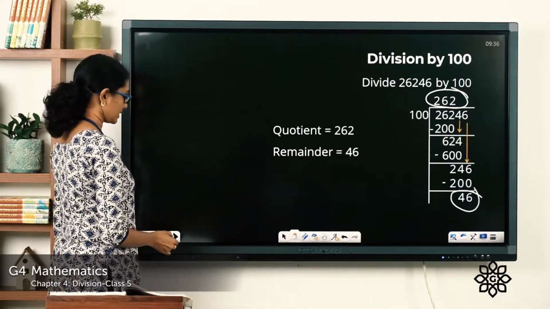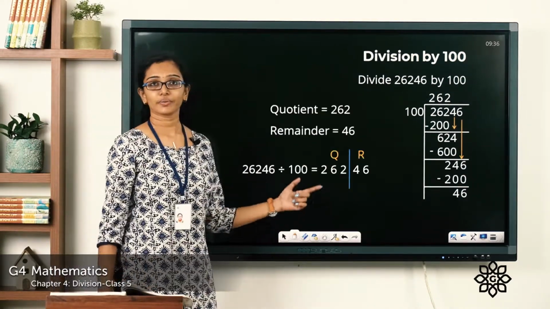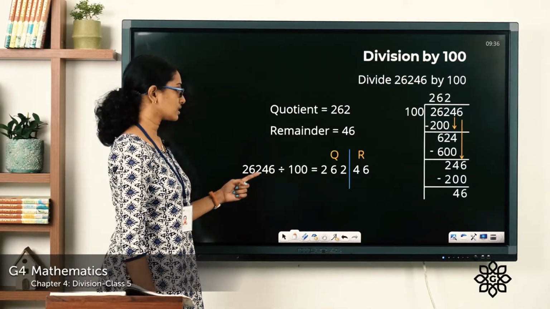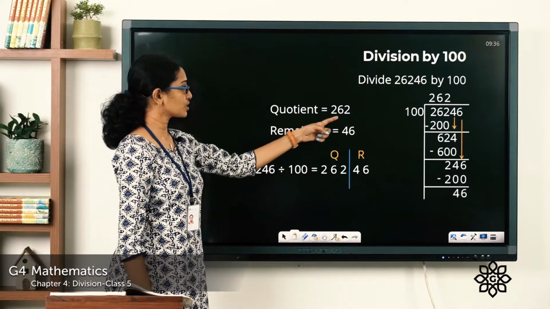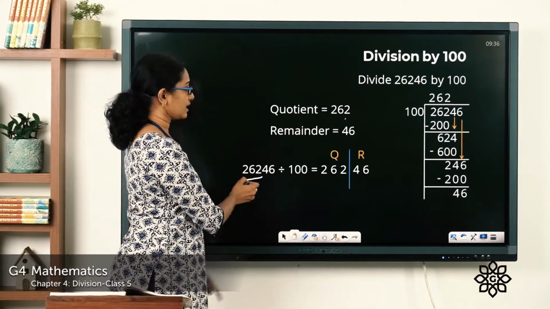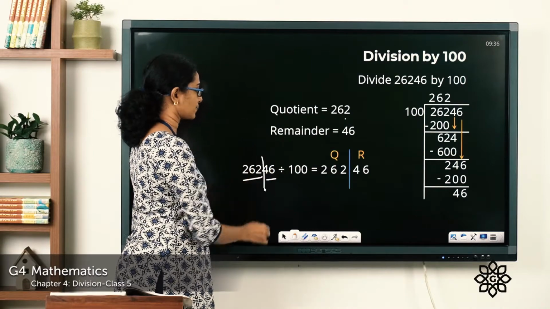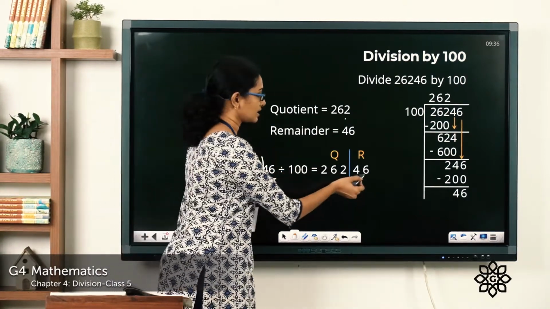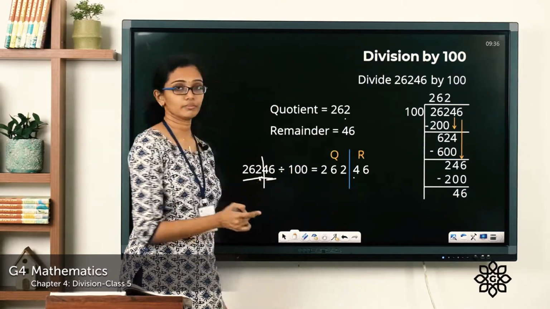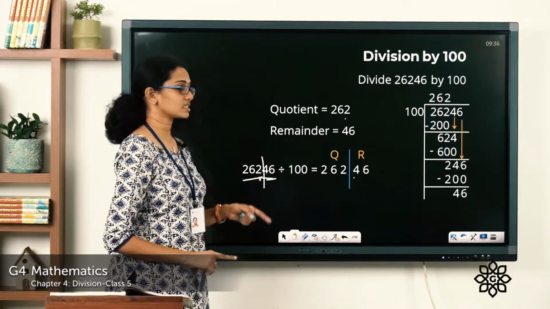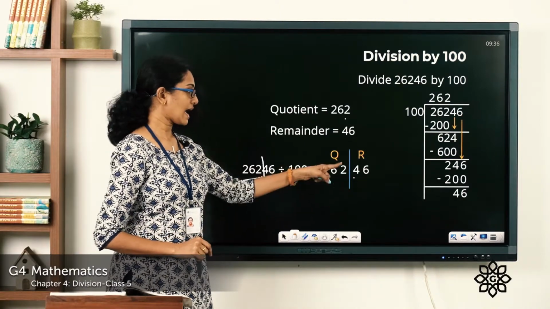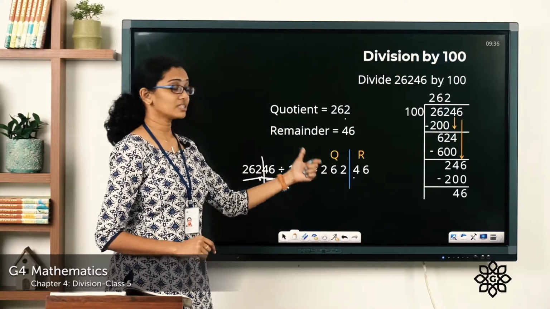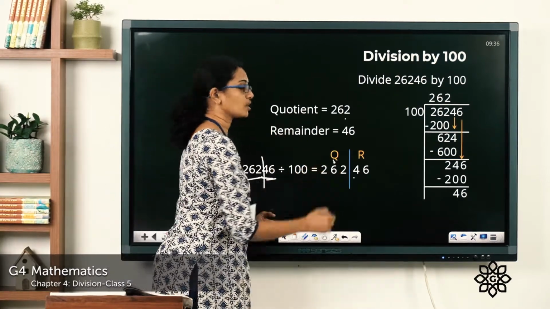So let's stop the division right there, and coming back to the question once again. The question was 26,246 divided by 100, and we got the quotient 262 and the remainder as 46. So when you divide a number with 100, the last two digits of the dividend, that means the ones digit and the tens digit, will form the remainder, and the rest of the digits to the left of these two digits will form the quotient of the division.